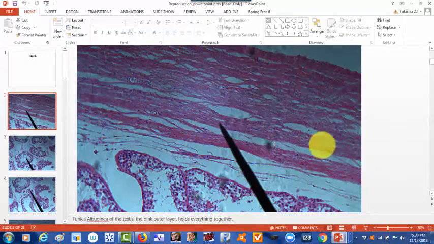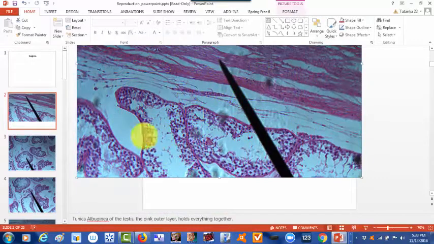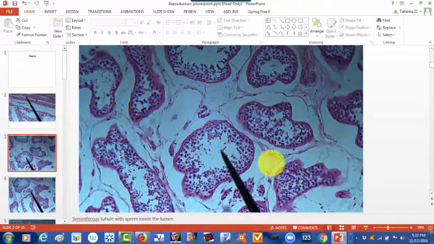This is a slide of the testes. This big thick layer across here is called the tunica albuginea. It's just a layer of connective tissue. If you go down here, you'll see some of the other parts, which is the next slide. These structures here are called seminiferous tubules. All of these that go across that way, they actually are the ones that produce sperm. The hollows, the white space, is the lumen.